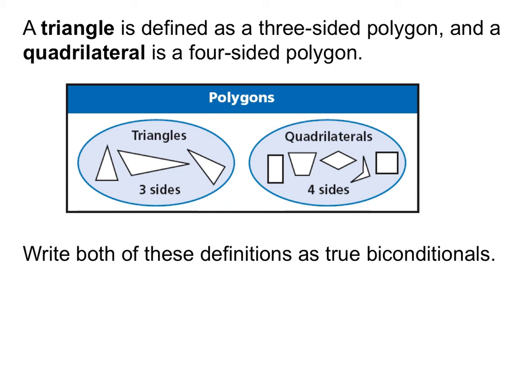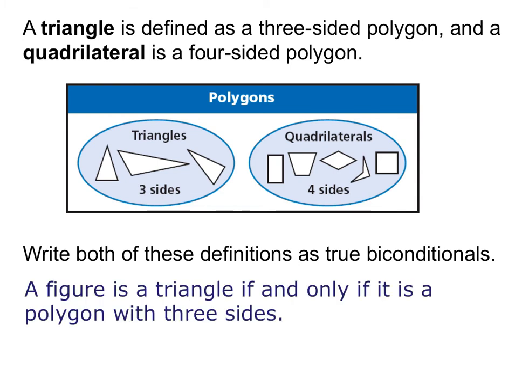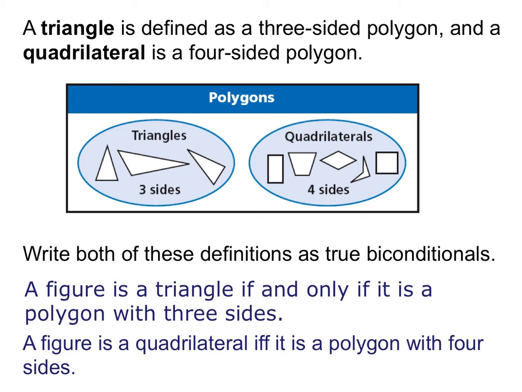But if we wanted to do a biconditional, what words do we use in it? Biconditional. If and only if. So we could go, a polygon is a triangle if and only if it has 3 sides. And then a figure is a quadrilateral. Maybe you'd say a polygon is a quadrilateral if and only if it has 4 sides. So those definitions can be written as if and only ifs.